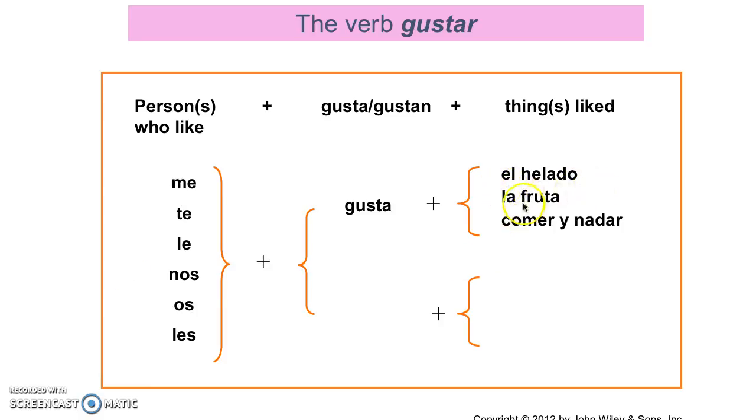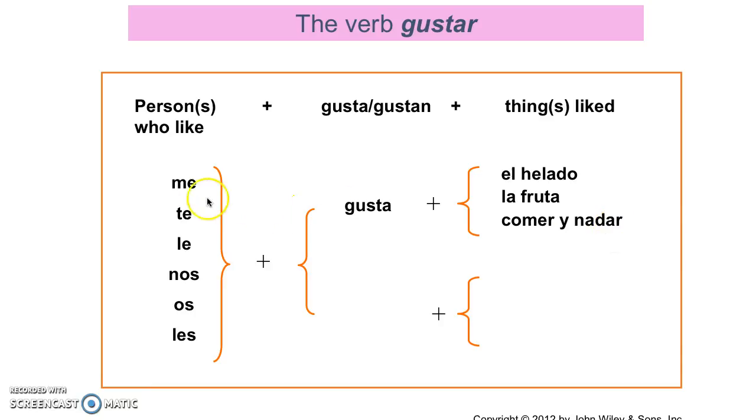Notice here we have el helado y la fruta. These are both singular nouns, and we had to include the definite articles, el or la here. This is something we have to do in Spanish. Okay, and then also we have two verbs here, and they're not conjugated. So we can have one verb or 20 verbs, and it's still going to take gusta. But remember, do not conjugate these verbs.